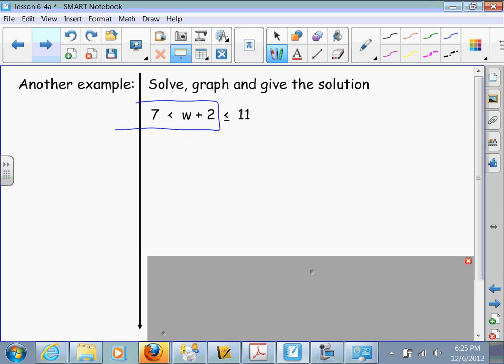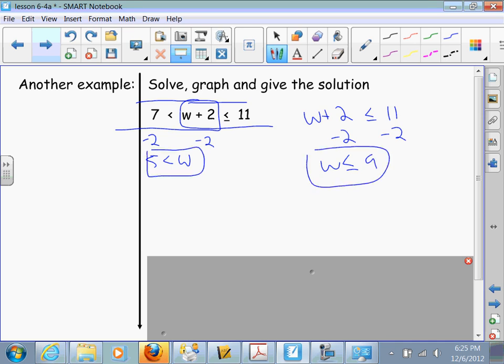Again, left-hand side. I'm going to subtract 2 from both sides over here. -2, -2. So I got 5 is less than w. Okay. And then I have on the right-hand side this inequality, w plus 2 is less than or equal to 11. And if I subtract 2 from both sides, -2, -2, I get w is less than or equal to 9. Okay, and these are the two things that I have to graph.